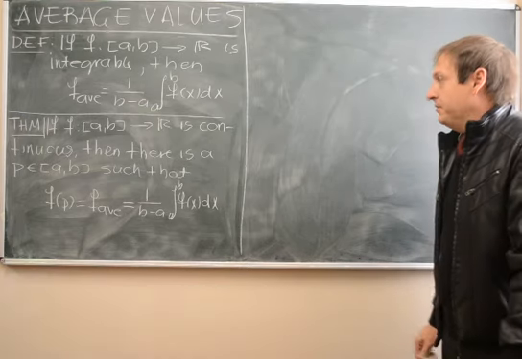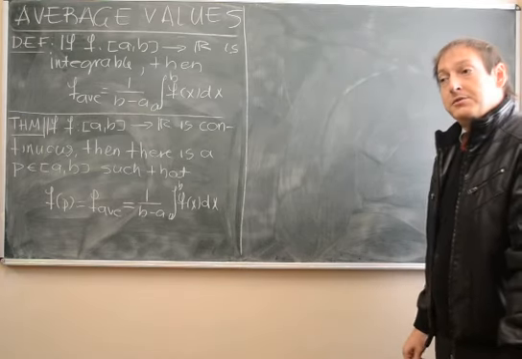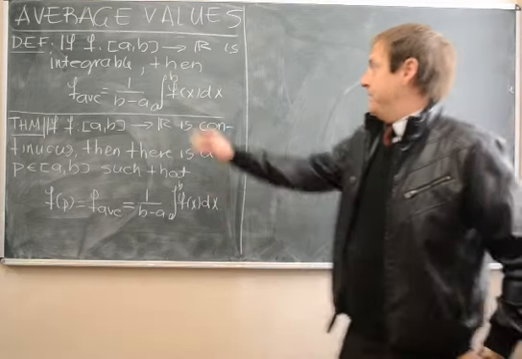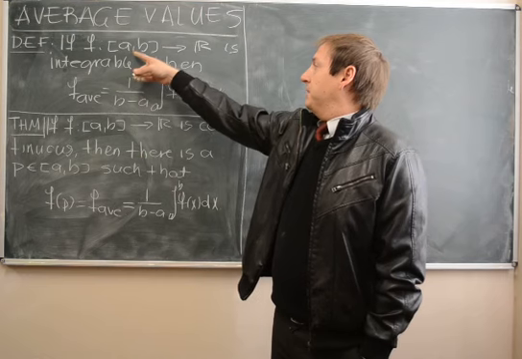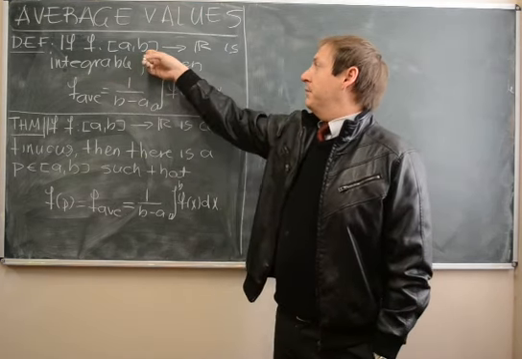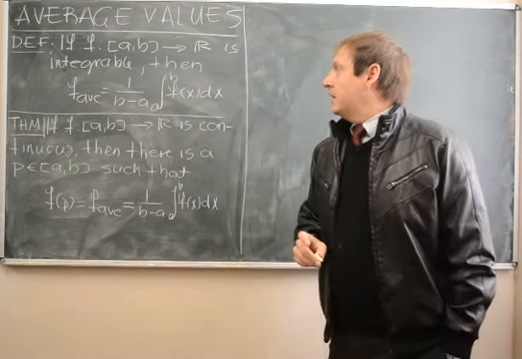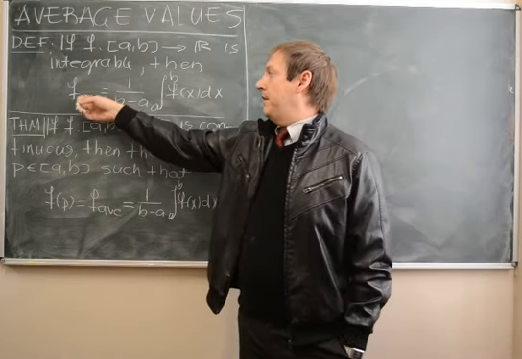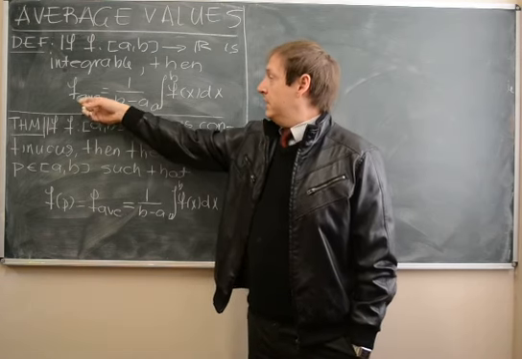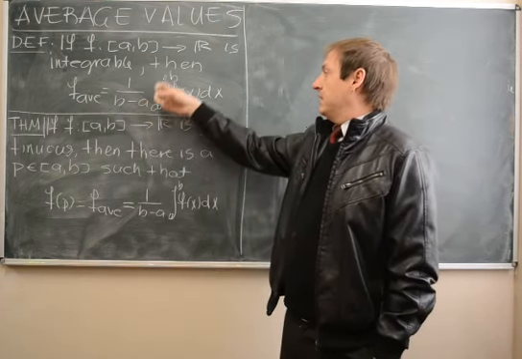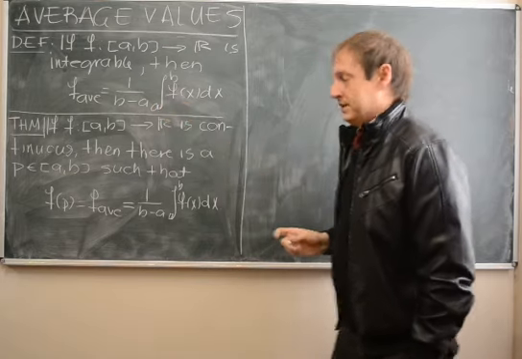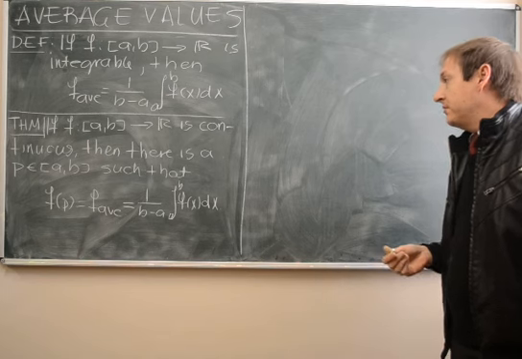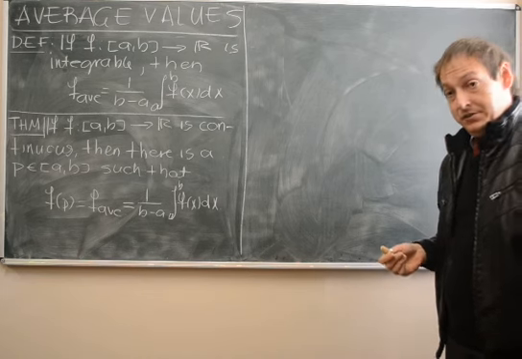So in the previous video, we saw how we should define the average value for an integrable function. So f is an integrable function defined on the interval [a, b] with values in the real numbers. Then we define its average value in this way: f_ave, the average value of f, equals 1 over b minus a times the integral from a to b of f of x dx.